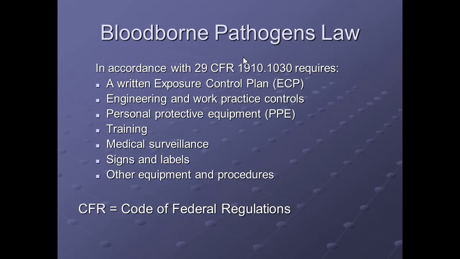In the law, you also have a training criteria, and a medical surveillance criteria where you have to do some sort of follow-up medical surveillance to make sure that there's no degradation of health due to your work. Signs and labelings of any material that can be a hazard, bloodborne pathogen hazard, or create one. And then you have your other equipment and procedures. You have to follow those things. And that's the breakdown of the 1910.1030 bloodborne pathogen laws.